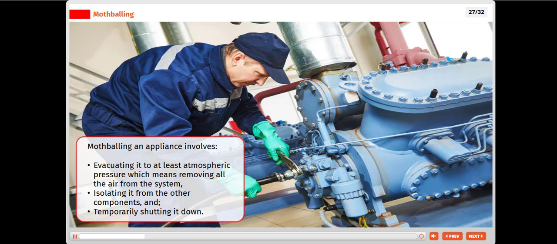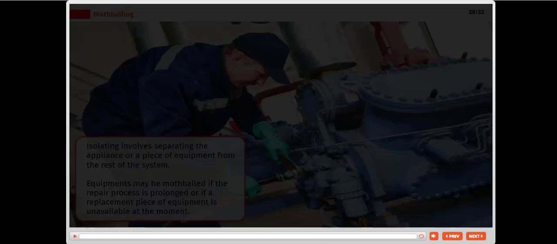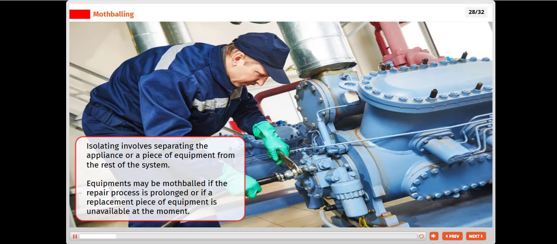Mothballing an appliance involves evacuating it to at least atmospheric pressure, which means removing all the air from the system, isolating it from the other components, and temporarily shutting it down. Isolating involves separating the appliance or a piece of equipment from the rest of the system. Equipment may be mothballed if the repair process is prolonged or if a replacement piece of equipment is unavailable at the moment.